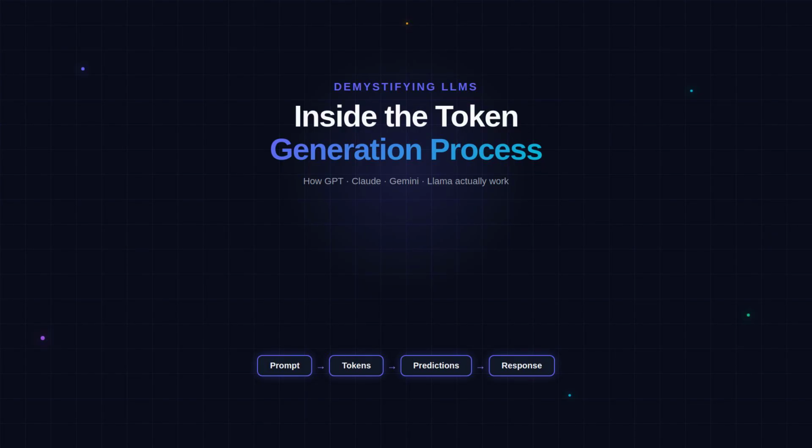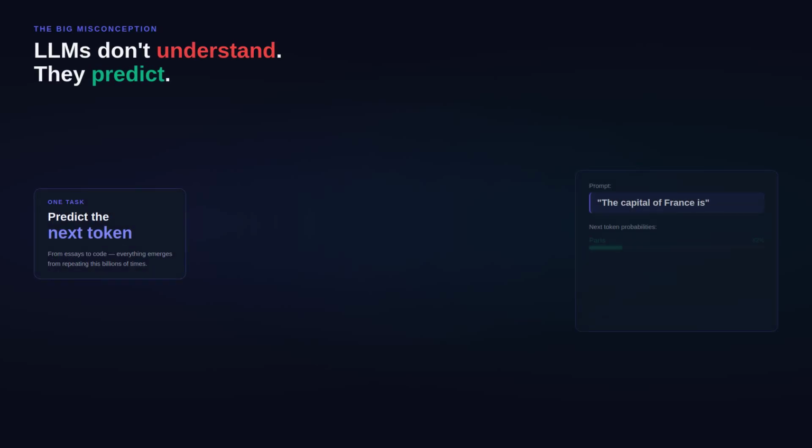In this video, we'll break down the entire token generation process, from your prompt entering the model to every single word being generated. By the end, you'll understand how modern LLMs like GPT, Claude, Gemini, and Llama actually think, or more accurately, predict. First, let's clear up the biggest misconception.